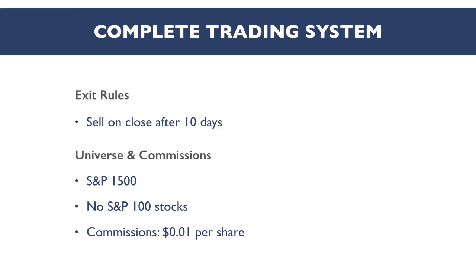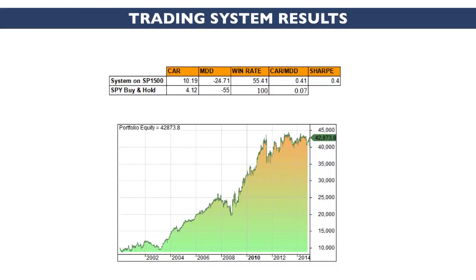So I've run the strategy, and you can see that this system actually worked out quite well in the backtest. The strategy managed to turn our initial starting capital of $10,000 into over $40,000, which works out at a compounded annualized rate of return of 10.19%. Our maximum drawdown was quite low at 25%, giving us a CAR/MDD of 0.41 and a Sharpe ratio of 0.4. That compares to a buy and hold return on the S&P 500 index of only around 4 to 5% with a drawdown of 55%. Overall, I think these results are not bad considering these are very simple rules.